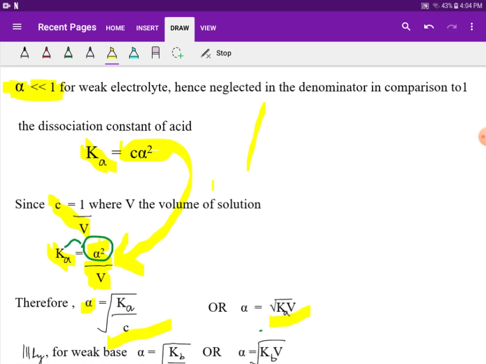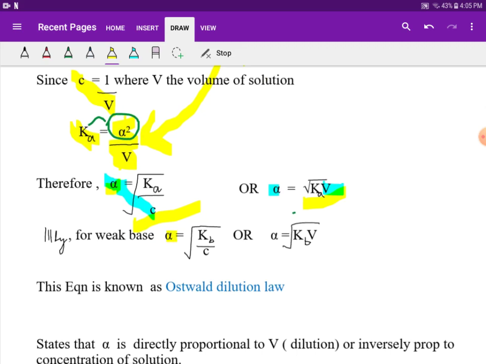Thus, we have two relations of alpha through Ka. One is inversely proportional to C and the other is directly proportional to V. Similarly, for a weak base, alpha is equal to square root of Kb by C, or alpha is equal to square root of Kb into V. These equations are generally known as Ostwald dilution law for weak electrolytes, that is for weak acid and weak base respectively.